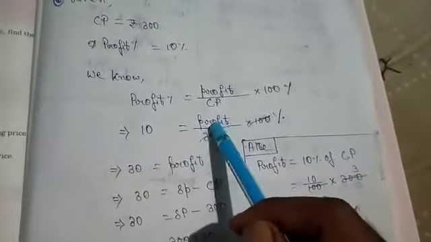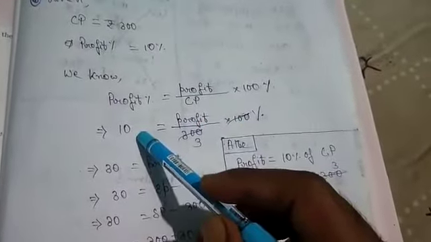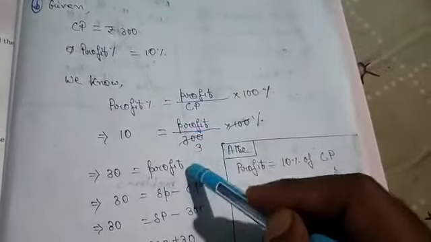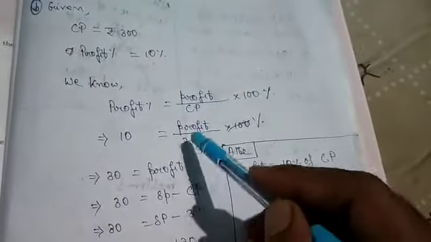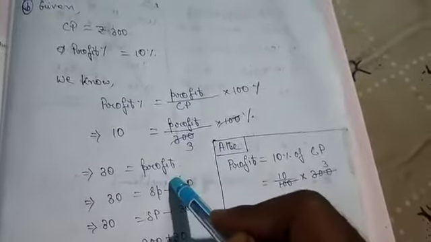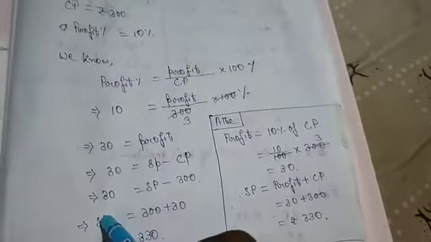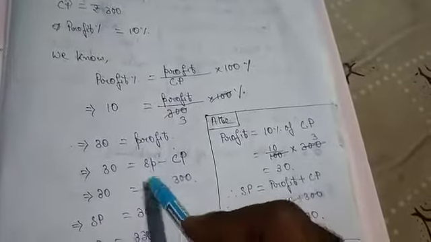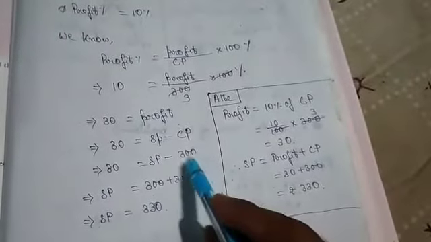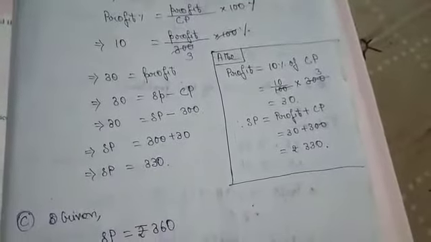Now whatever value is given, we will put in. So profit percent is equal to 10, profit is not given, and CP is given as 300. So 300 cancels out, and if we do the cross multiplication, the profit is rupees 30. So we know that profit is equal to selling price minus cost price. The cost price is given, so we put in the value of the cost price and you will get the selling price, which is 330.